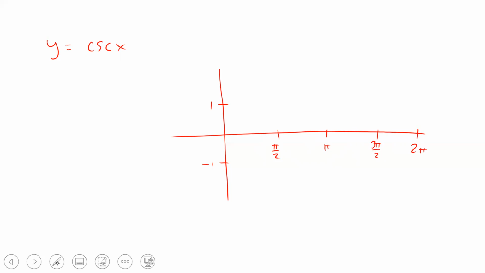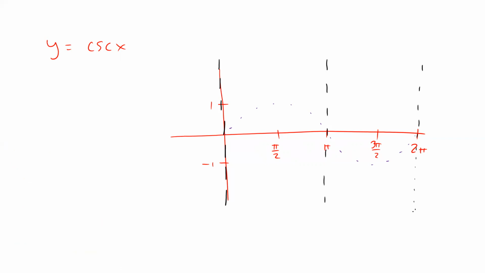If you need to put dots of the sine curve inside here, that's perfectly fine. The dots of the sine curve kind of go like this. That's why we spend so much time with sine and cosine. So at 0, I'm going to have an asymptote. At pi, I'm going to have an asymptote, and at 2 pi. So there are 3 of them in there.